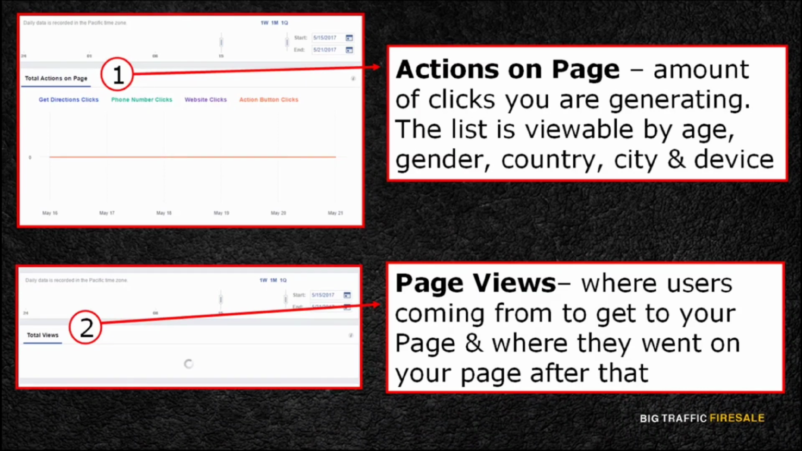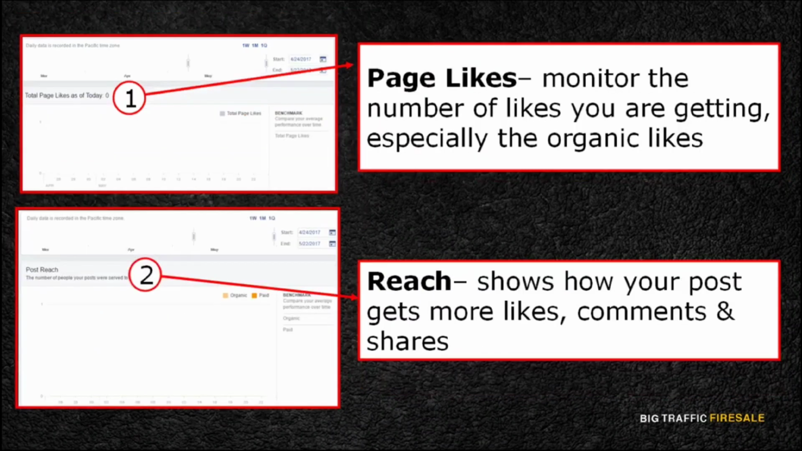This list is viewable by age, gender, country, city, and device. Over at Page Views, you'll see where users are coming from to get your page, and where on your page they went to once they're on it. Page likes lets you monitor the number of likes you're getting, both paid and organic likes. In this case, we're aiming for organic likes.